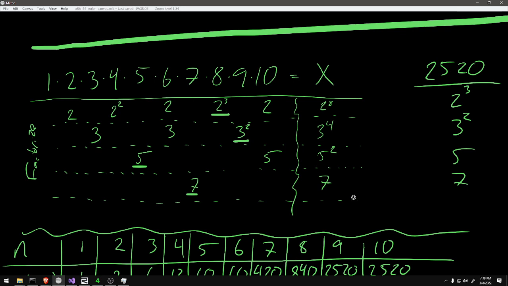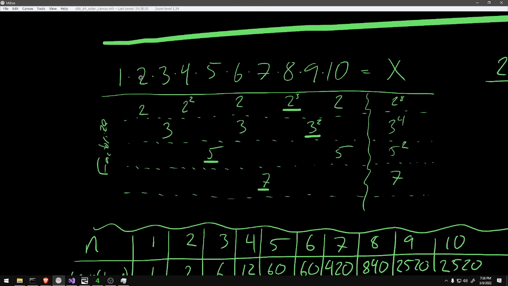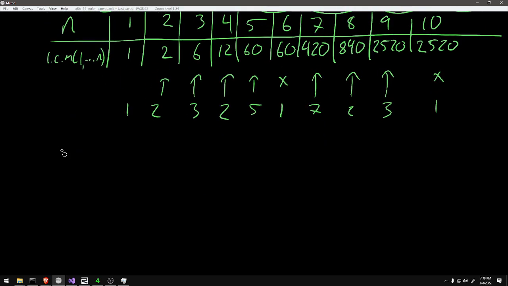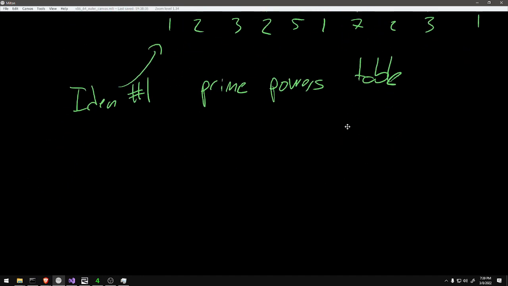So if I have multiple numbers, it doesn't work. I'll label this idea number 1, the prime powers table. But for something that's only got to go up to 20, that feels like a lot of work.